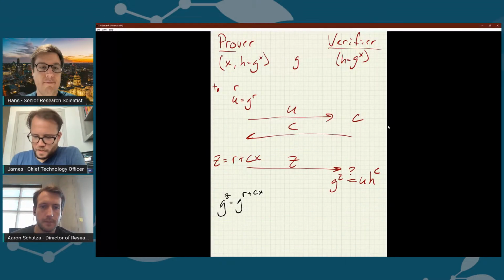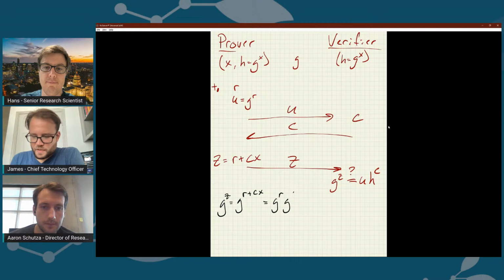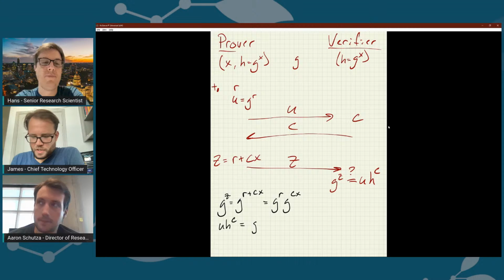All right, so G to the Z is G to the R plus CX, which is equal to G to the R times G to the C times X. That's, I think, as far as we can go. Then U H to the C is equal to U, which was G to the R, times H.